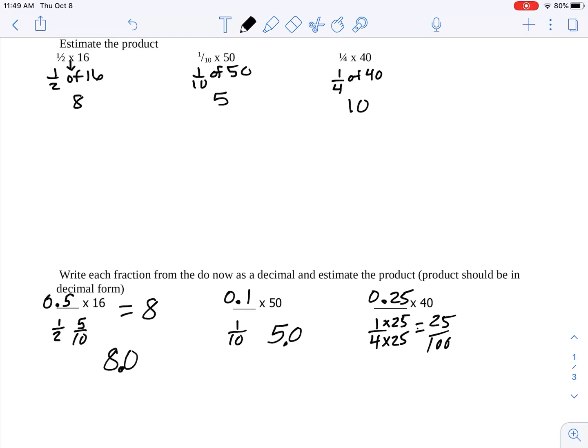All right, and over here, I'm thinking about quarters. If I have 40 quarters, how much money will I have? Well, I know 4 groups or 4 quarters gives us $1, and I'd have 10 groups of those 4, so that would be $10, so I can estimate it to 10.